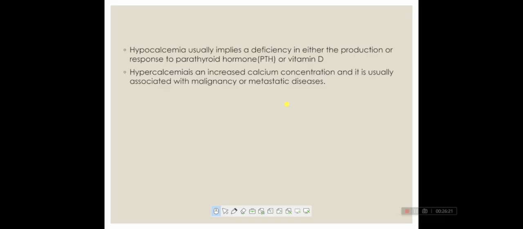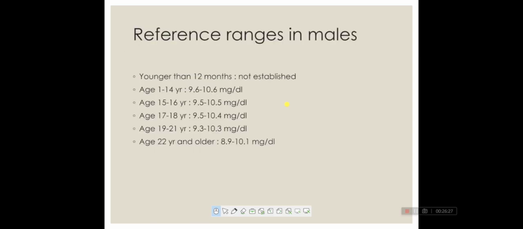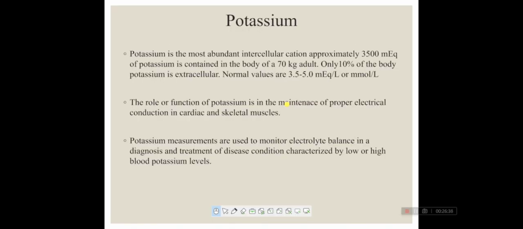Hypercalcemia is a condition in which calcium is increased in the blood, and it is usually associated with malignancy or metastatic diseases. So these are the reference ranges. You can see from here the reference ranges of calcium in the blood at different ages also.